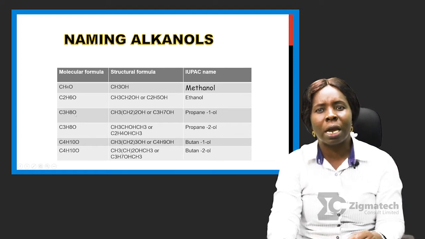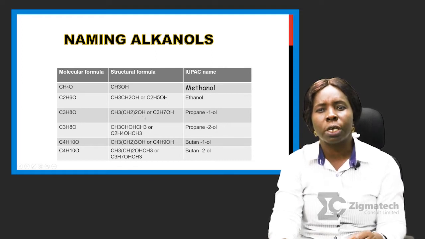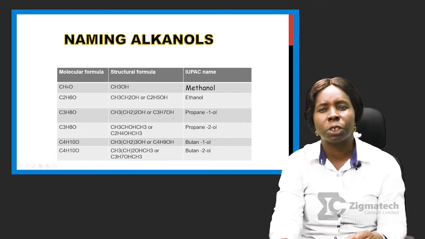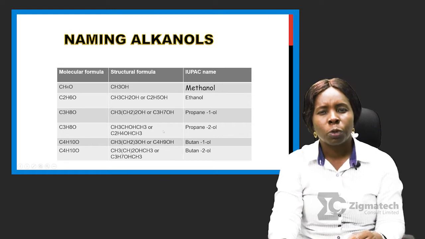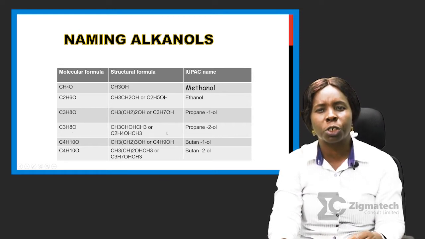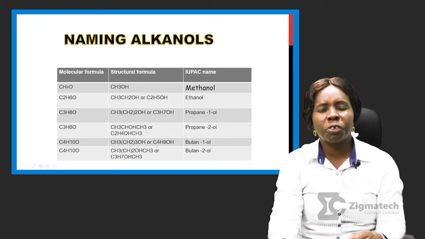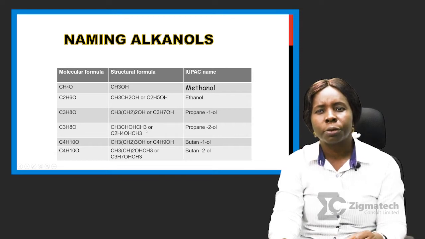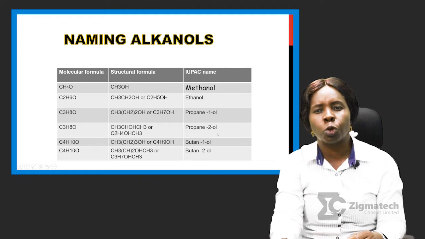In the third one, we now have a third carbon atom, that is C3H8O, which is CH3CH2CH2OH, or simply C3H7OH, which is propan-1-ol. We can also change the position by shifting the OH to the 2nd carbon atom, where we will have CH3CHOHCH3, and that one will be propan-2-ol.